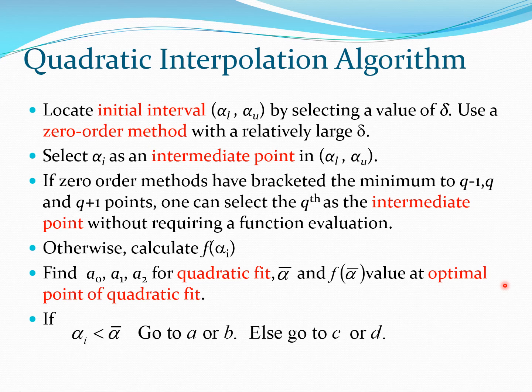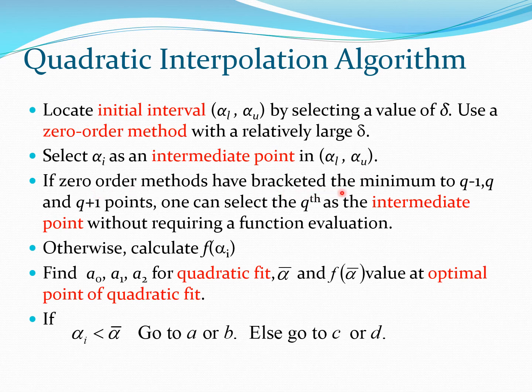So let us now write down the quadratic interpolation algorithm. What we do is locate the starting point alpha L, alpha U by selecting a value of delta. Here we can use any of the 0-degree methods which we looked at before, and we use a relatively large delta because we just want to zoom in to the optimum point and we do not want to create a large number of function calculations using that particular method. Now you also find this alpha I as the intermediate point in this particular set.